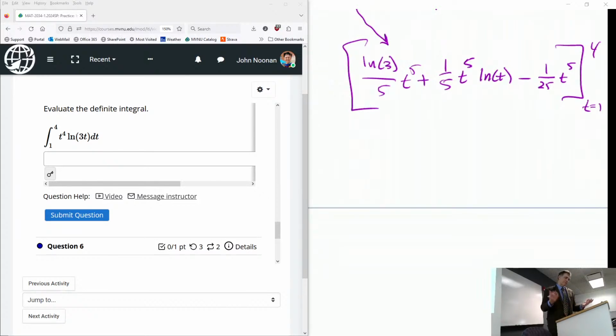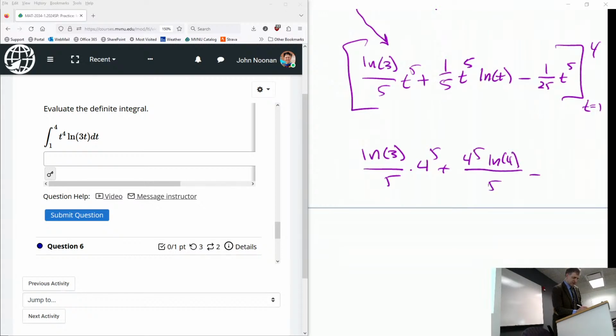So here you just have to deal with it. Yeah, it's going to be ugly. Okay, so we got natural log of 3, I'll write it down, over 5 times 4 to the 5th. 4 to the 5th is 1,024, is that right? Plus, let's see, 4 to the 5th natural log of 4 over 5 minus 4 to the 5th. Lots of 4 to the 5ths. That's the upper limit. Don't neglect the lower limit.